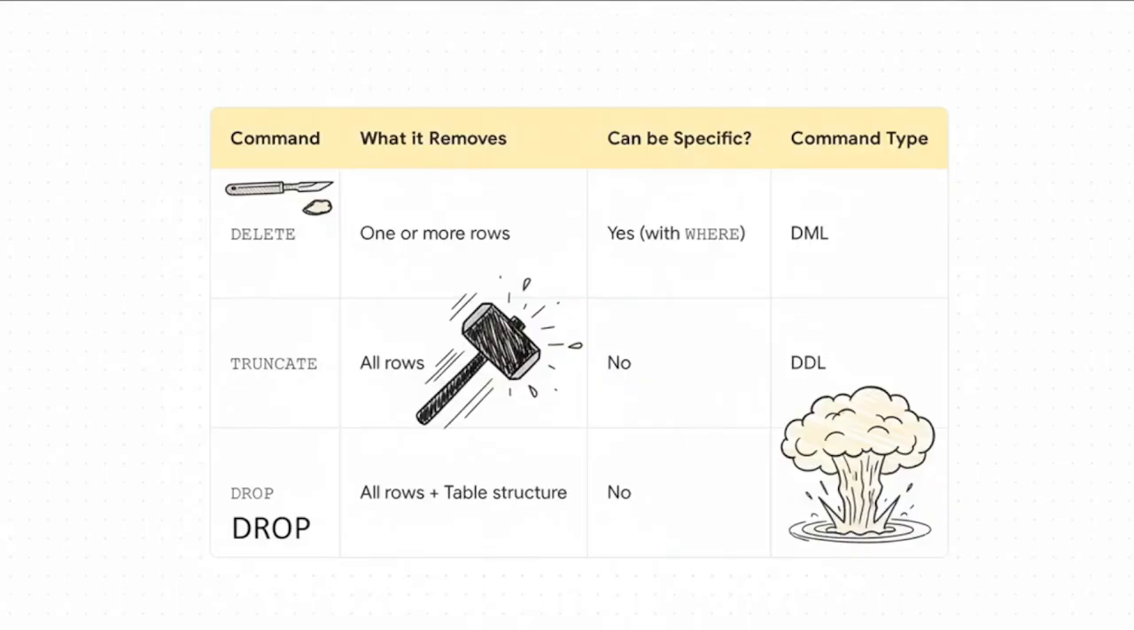This little chart here just lays it all out perfectly. You've got your precise row-level delete. In the middle, you've got the fast, all-data clearing, truncate. And then at the far end, you have the total annihilation of drop. Scalpel, sledgehammer, nuclear option. It really clicks when you see them side by side like this.